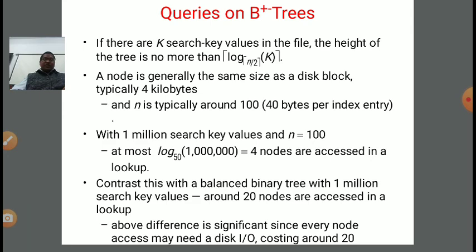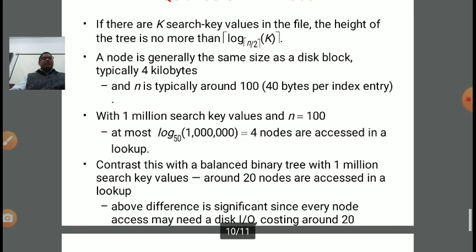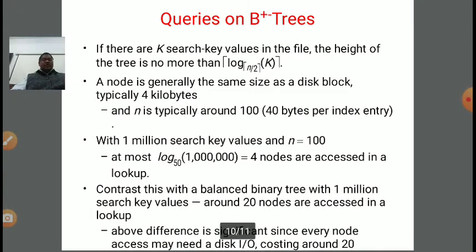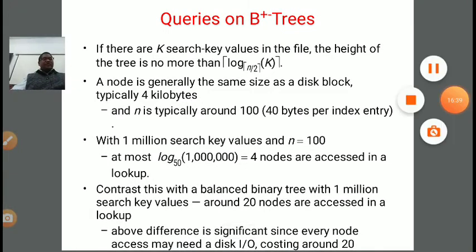The above difference is significant since every node access may need a disk input/output, which is costly, as with 20 node accesses. So that's all from this lecture. Thank you.